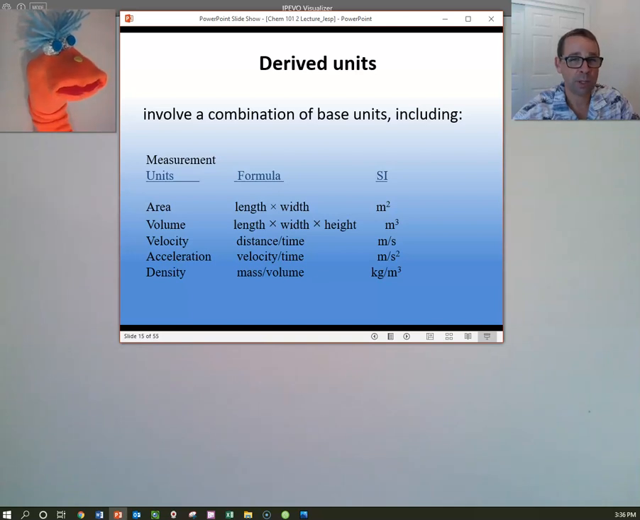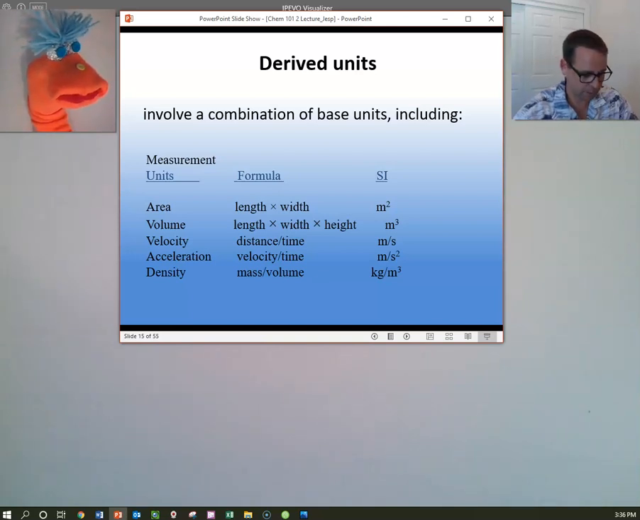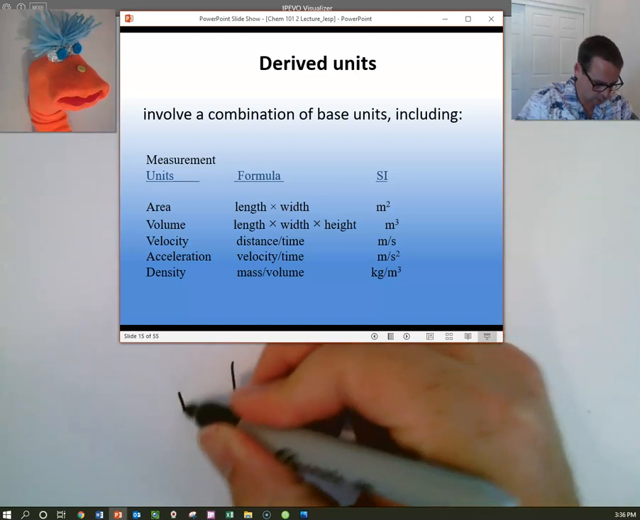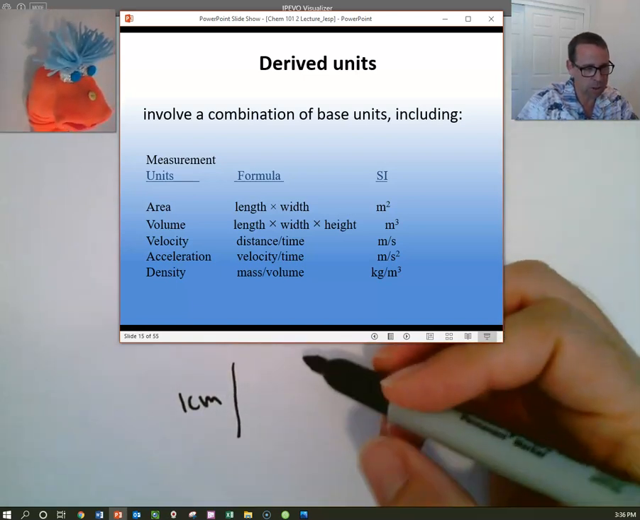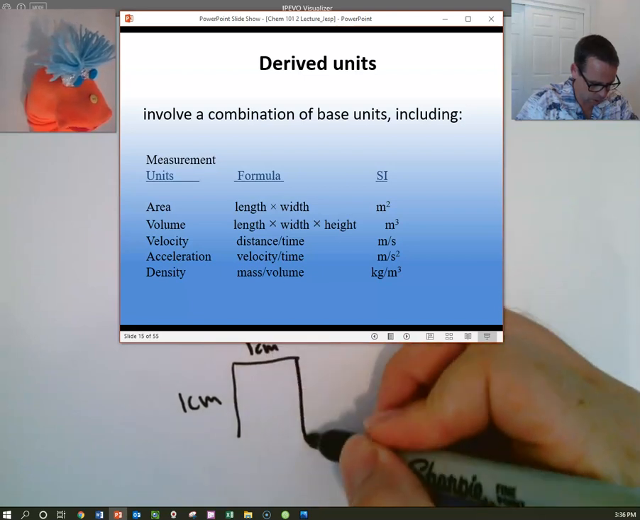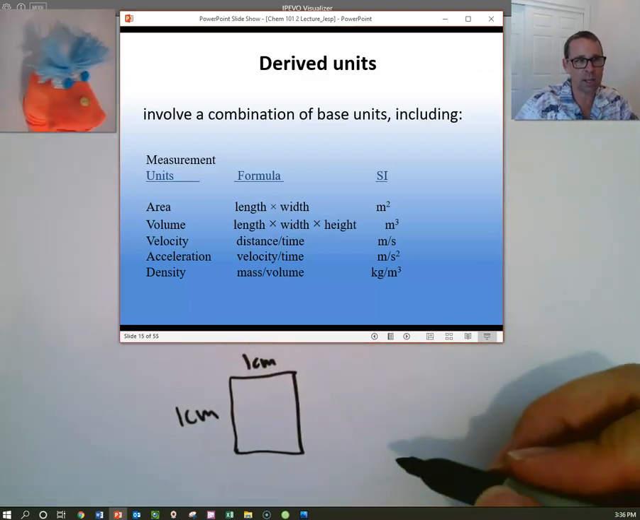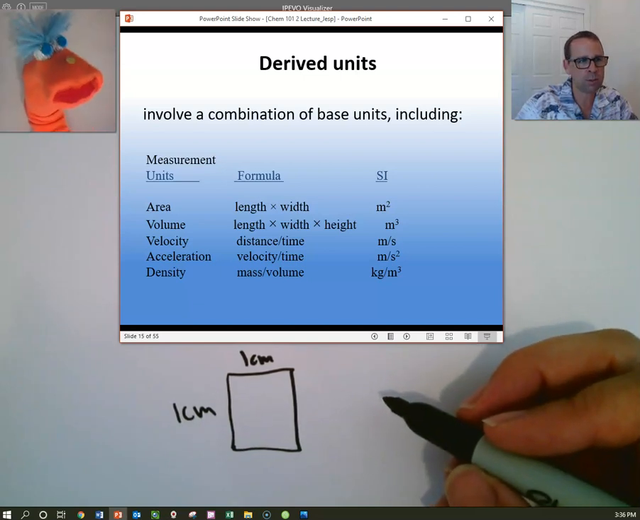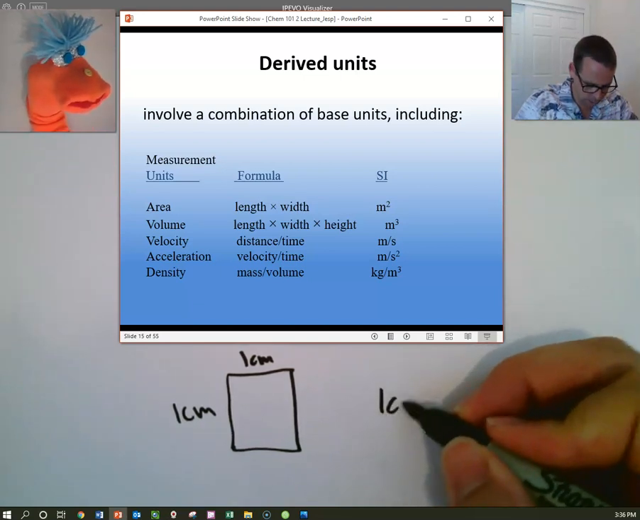You can also derive units. So, for example, if I say the length of a given box that I have, right? So here's my box, which is 1 centimeter tall and 1 centimeter long. Well, I can express the area as, what is the area here? 1 centimeter square. That's right, 1 centimeter square.